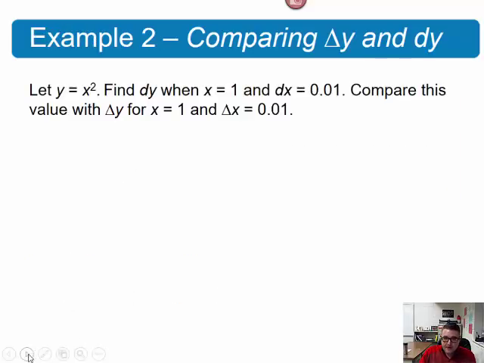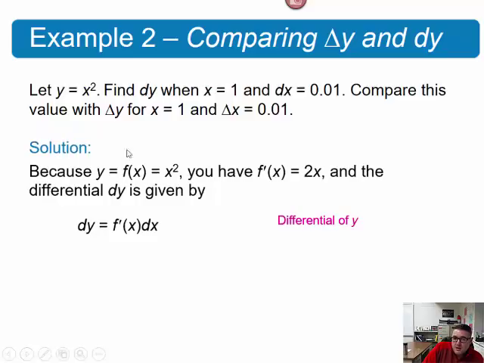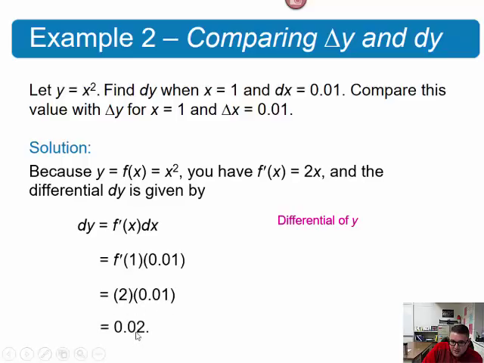So I have an example here. Let y equals x squared, find d of y when x is 1, d of x is 0.01. Compare this value with delta y for x equals 1 and delta x equals 0.01. So we find d of y. We take the derivative, so we find the derivative of y, which we all know is 2x. We plug that in times 0.01, because delta x is 0.01 right there. And again, we get the 2 because the derivative of x squared is 2x. So we plug that in, and we get the value 0.02.